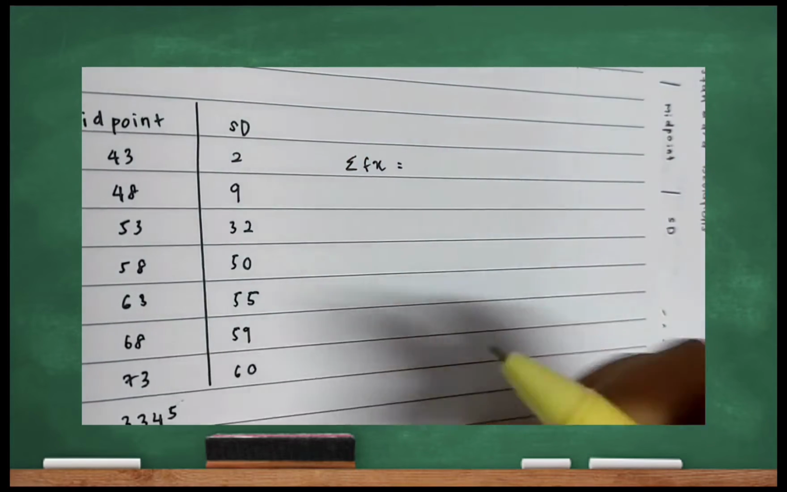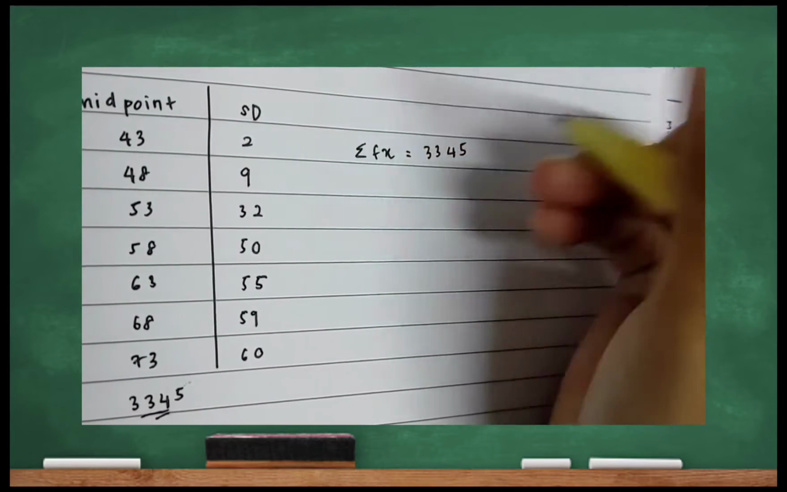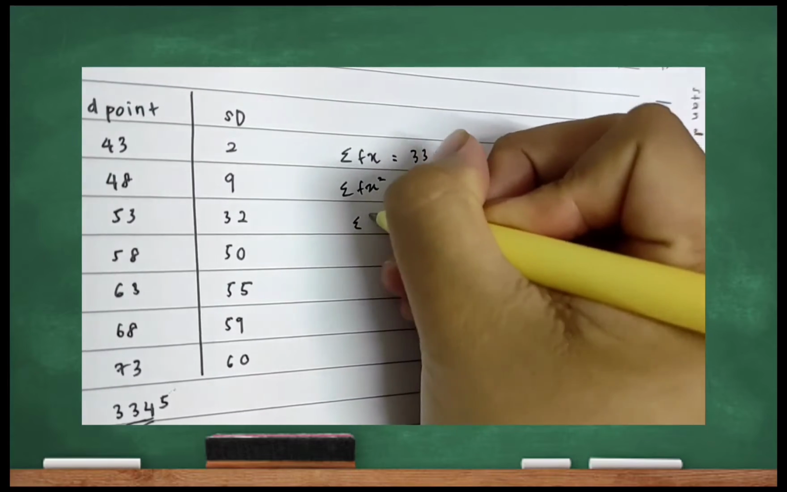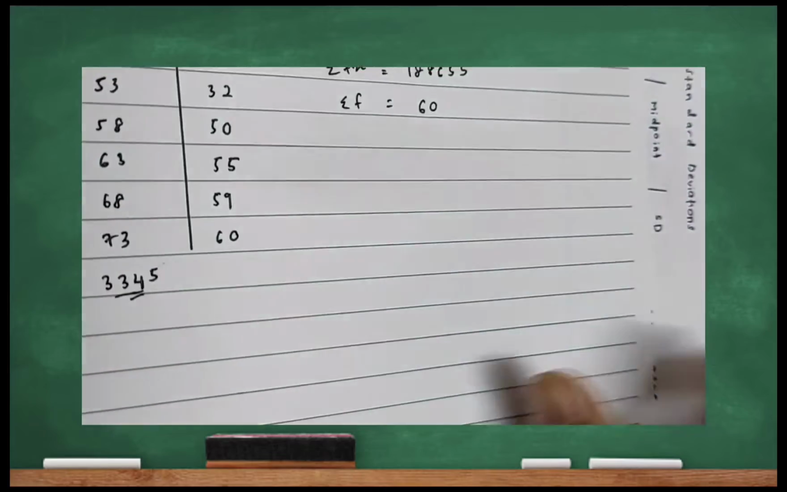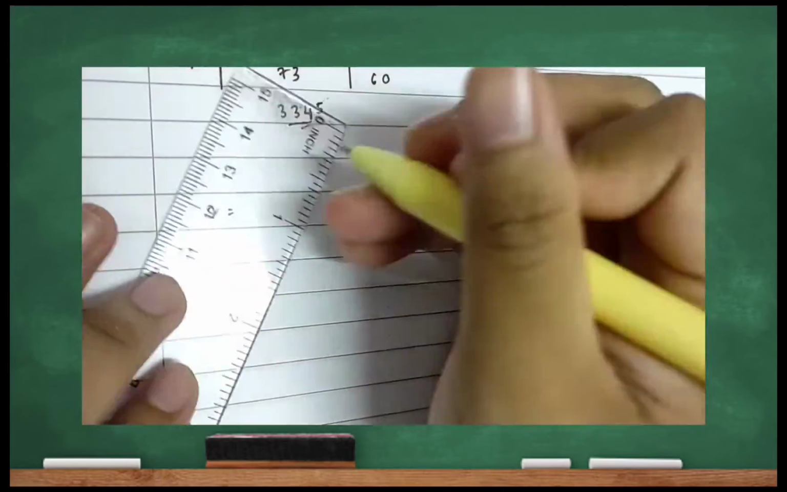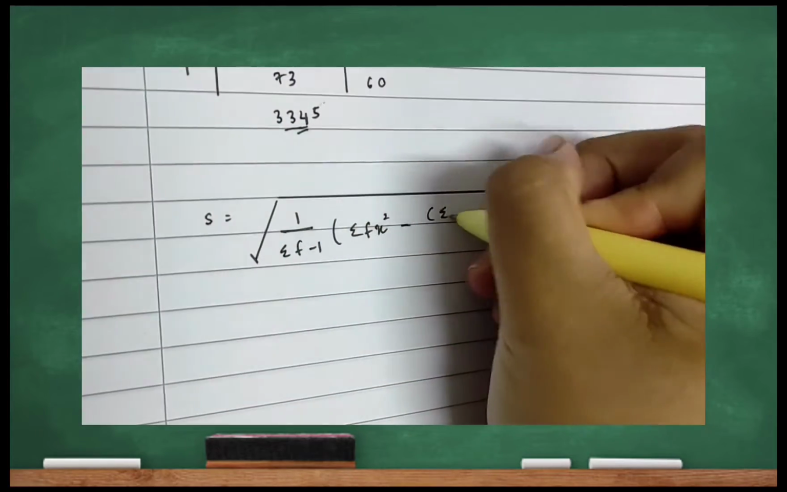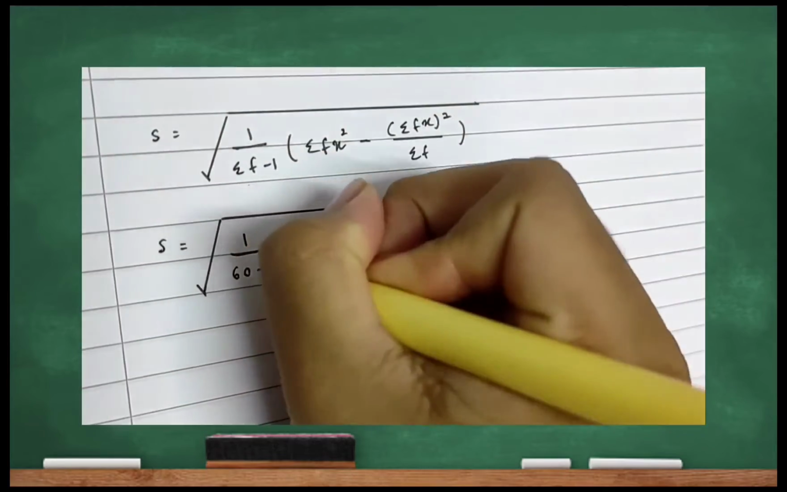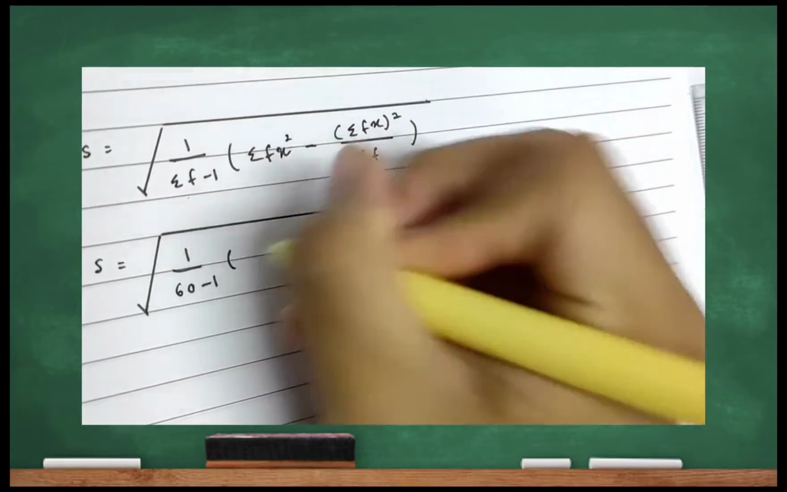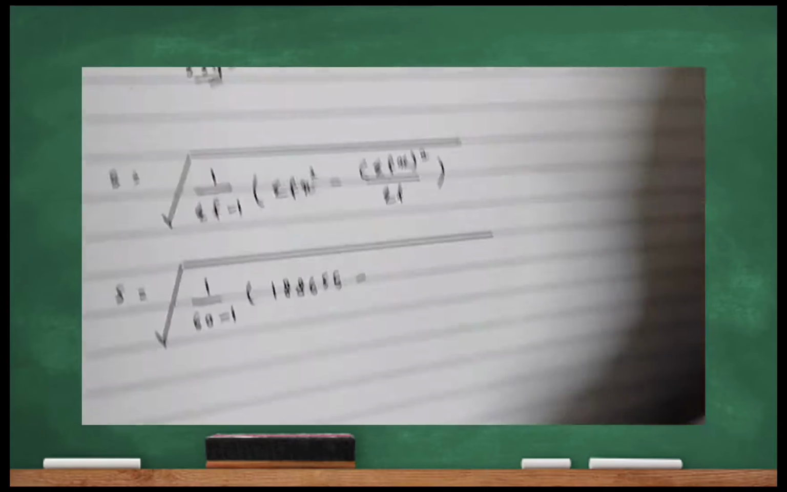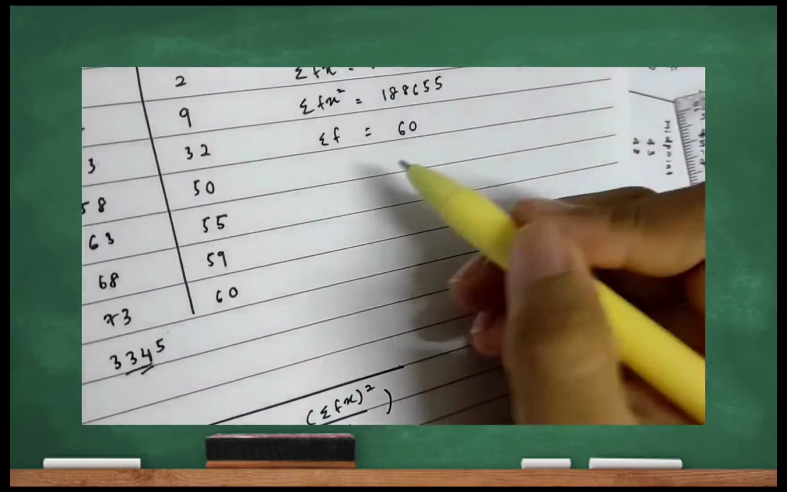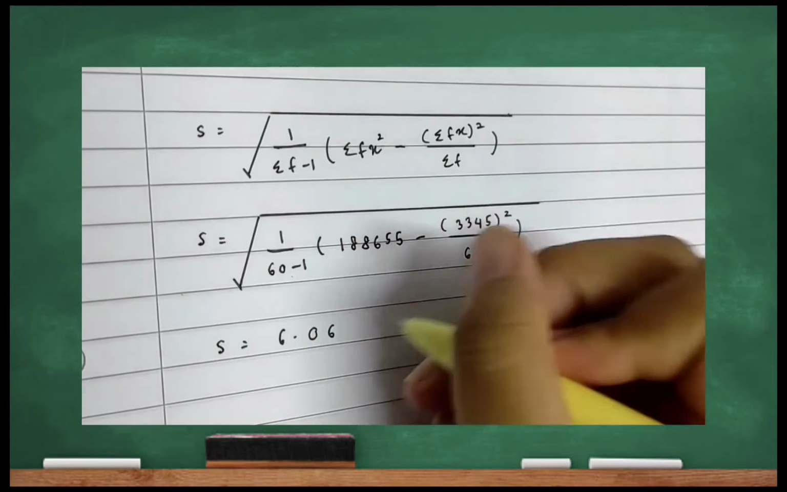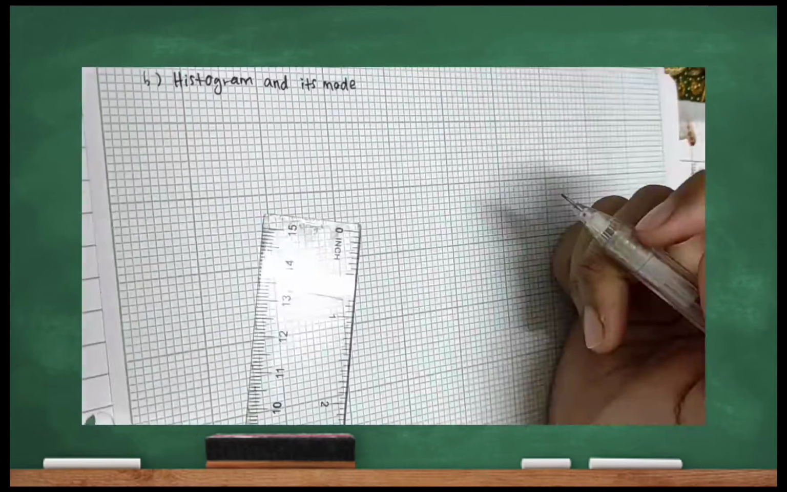Okay, next we stated our summation of fx, which is 3345, and then we stated our summation of fx power of 2, which is 188,655. And then next we stated the summation of f, which is 60. Next, moving on, we write down the formula for standard deviation. So the standard deviation is 6.0663.